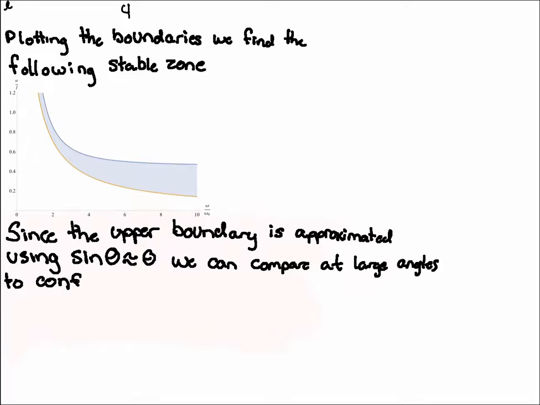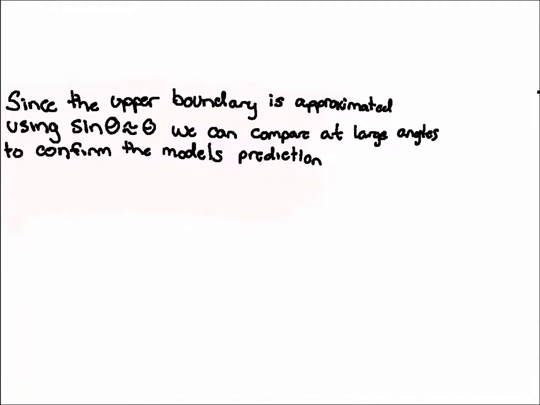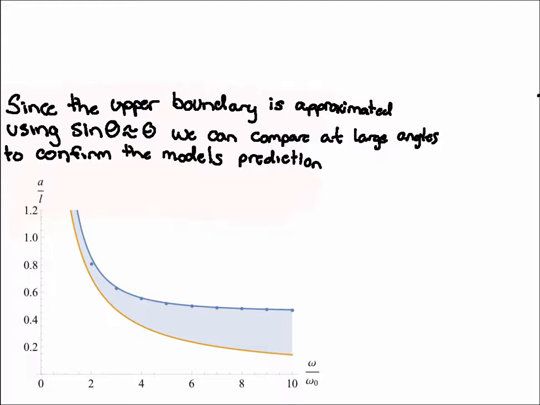Since we use the small angle approximation to find the upper boundary, we can compare a computational model to the analytical solution. We find that for large driving frequencies with respect to the natural frequency, the results are consistent. However, for small driving frequencies with respect to the natural frequency, we see slight deviations from the curve. So much so that at anything below 2 omega naught, the system is unstable, meaning that no matter what combination of amplitude and length you try, the system will not stabilize.